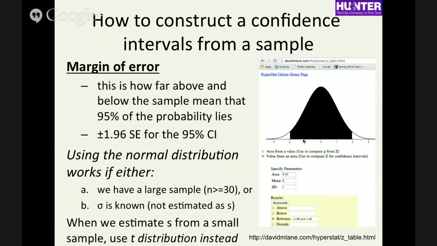So that's a key distinction there, whether you're using the known true population standard deviation or whether you're estimating it from a sample. And when you have a small sample that you estimate the standard deviation from, that's when we're going to get into the t-distribution next class. But I didn't want to cloud your heads with additional concepts today. Just focus on the main concept of estimating an interval from a sample.